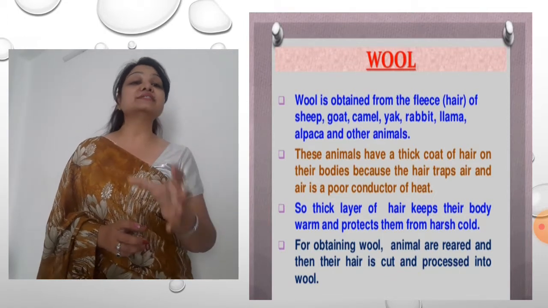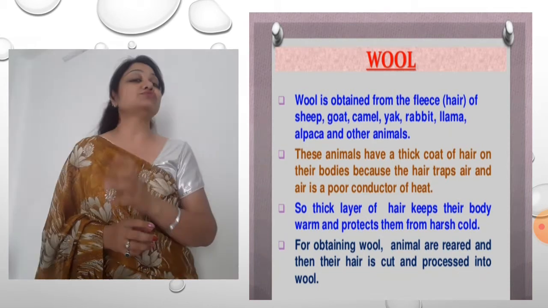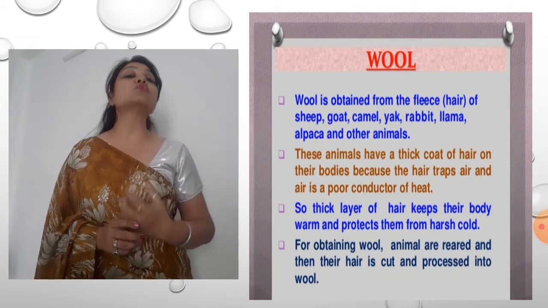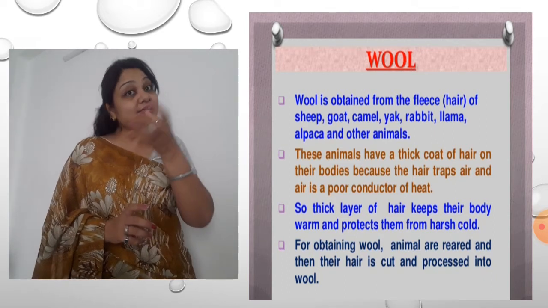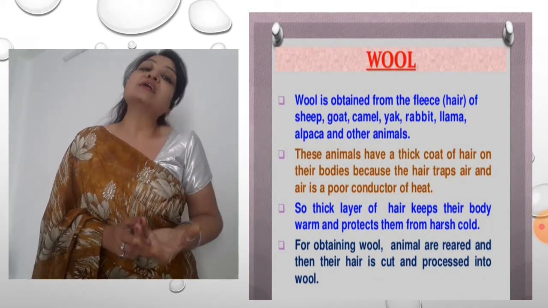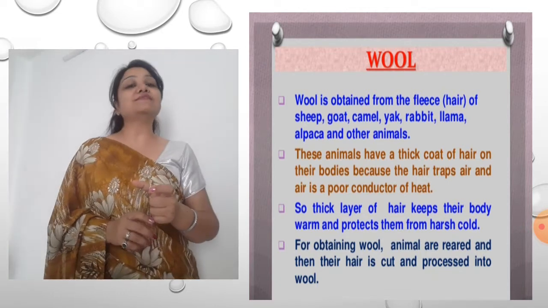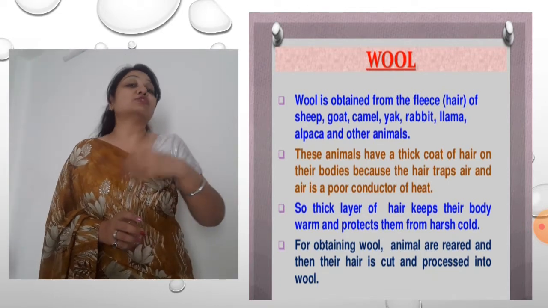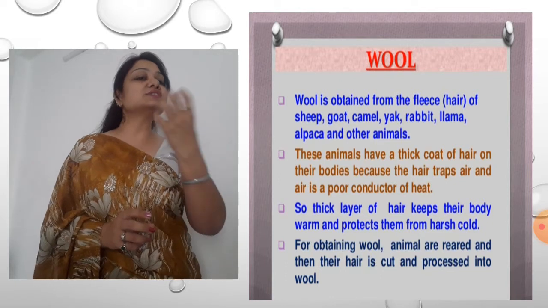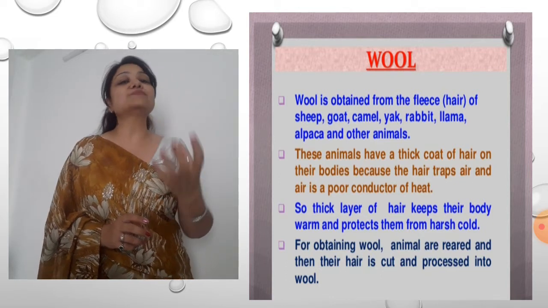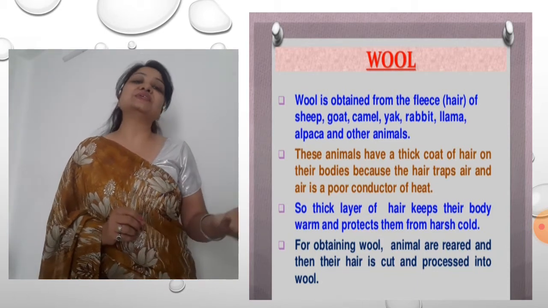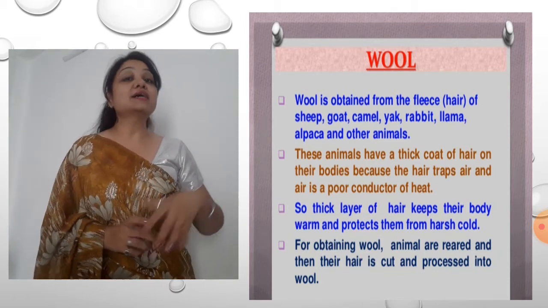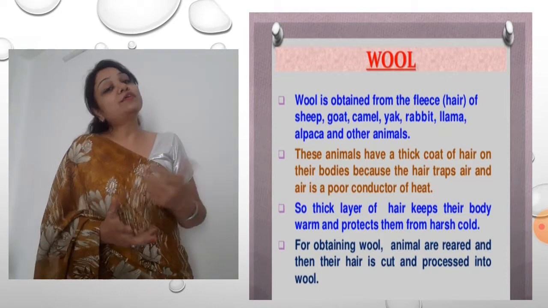So mainly these animals, if you see, they are all mountainous, right? They are found in colder regions. That's why they have a thick coat of hair, and that thick coat of hair is useful for us. So that is the reason why we get the wool from these only, not from others. This thick layer of hair keeps their body warm and protects them from the cold.